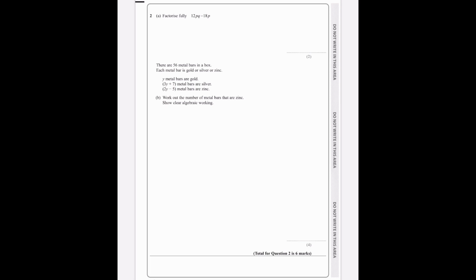Question 2, notice the fully bit. The fully bit tells you that you could accidentally do a partial factorisation. Don't do that. 6p times by 2q minus 3.